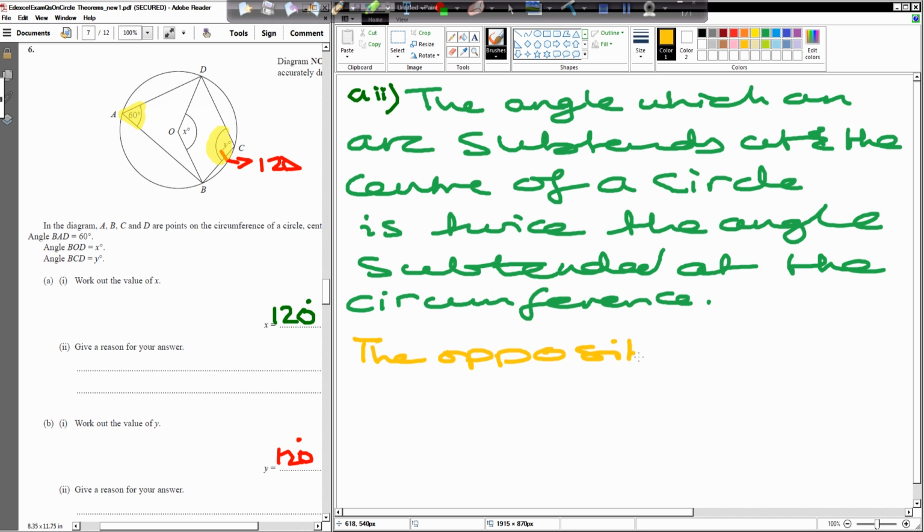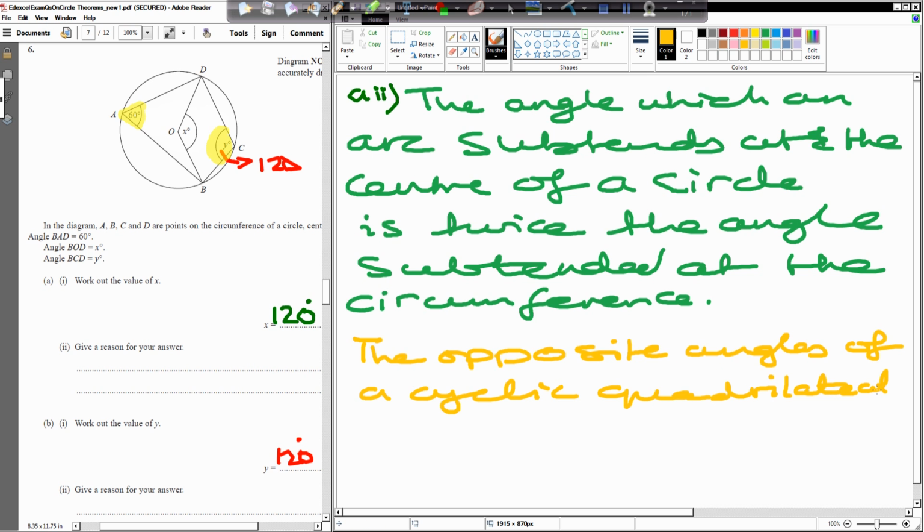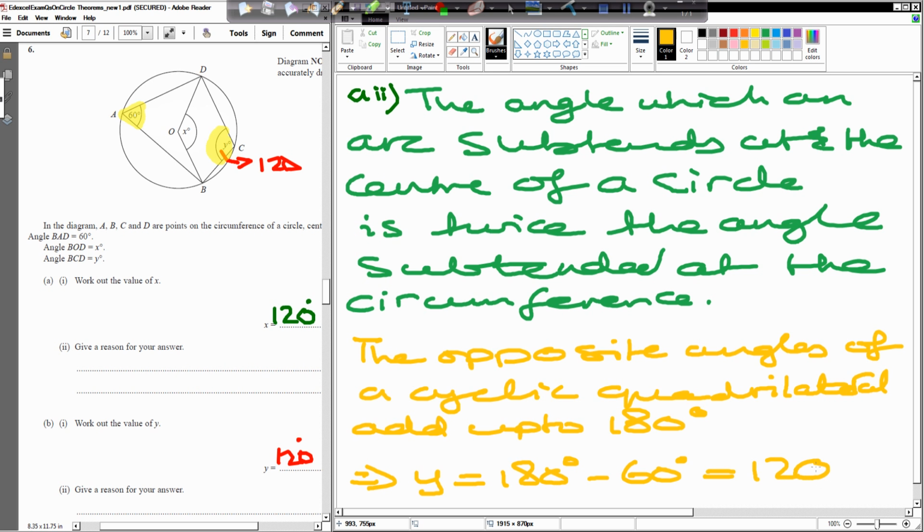So opposite angles of a cyclic quadrilateral add up to 180. Therefore, y is equal to 180 minus 60, which is equal to 120. That's the reason why that's 120, and that's the quickest and easiest way to do that one, rather than the slightly long way that we've just done.